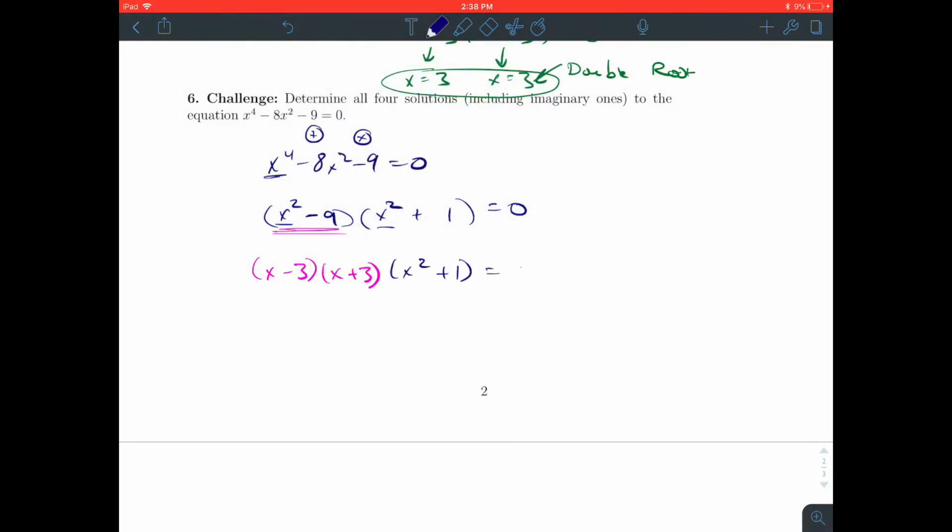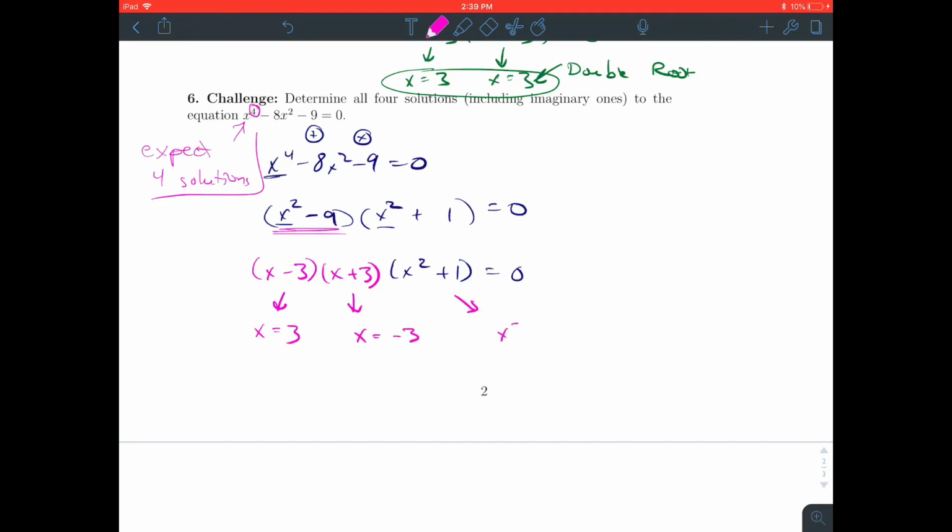X squared plus 1 equals 0. Now before we write down our solutions, since we just talked about the fundamental theorem of algebra, looking at the highest power in our polynomial, it's 4, so we expect 4 solutions. So let's see if we can find them. X minus 3, that has solution 3. X plus 3 gives solution x equals negative 3.